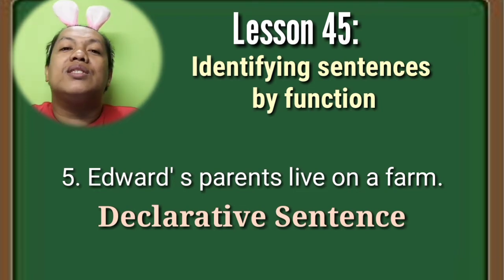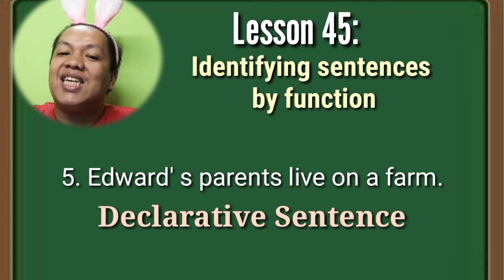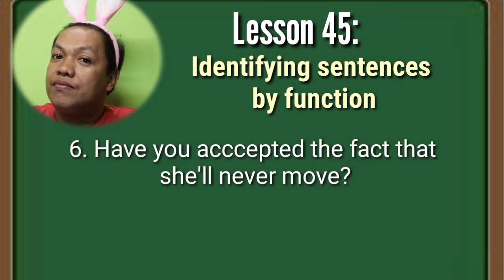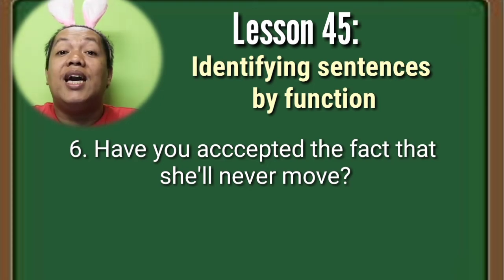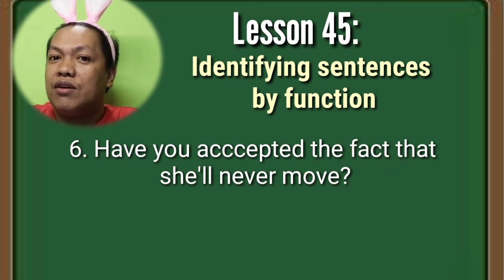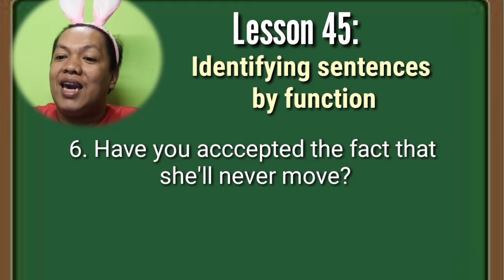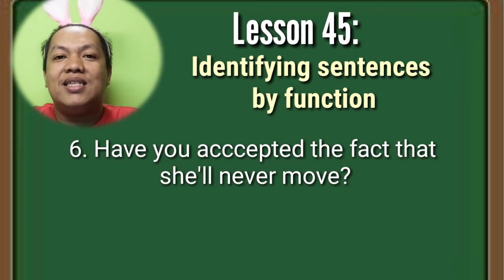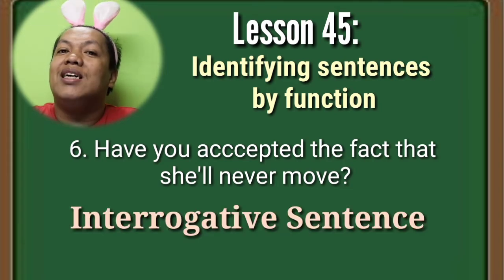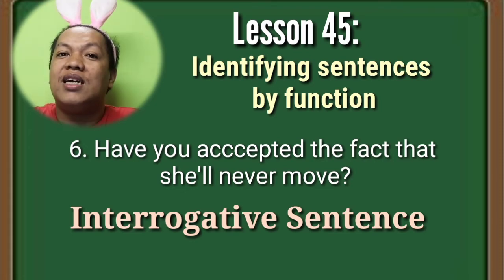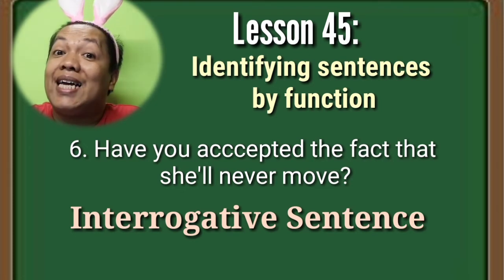Move on to example sentence number 6. Have you accepted the fact that she'll never move? The last part of the sentence ends with a question mark. Therefore, the sentence is asking, or the sentence requires an answer at the end. Therefore, the sentence is an interrogative sentence. Synonym of interrogative: interrogate or ask a question.